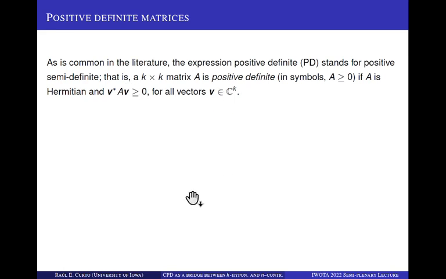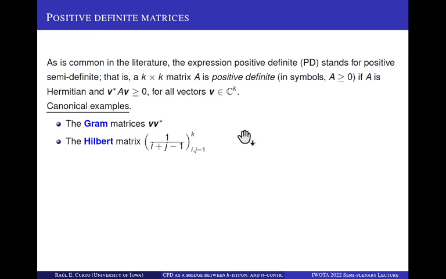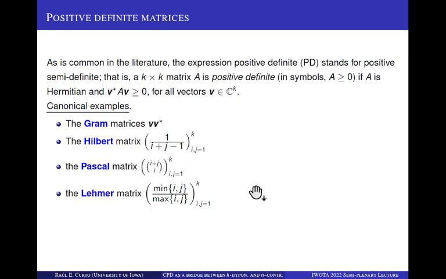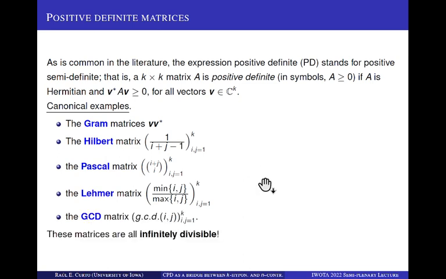positive definite matrices, and as is common in the literature, the expression PD stands for positive semi-definite. So we will simply say that a matrix is positive definite, in symbols A bigger or equal to 0, if A is Hermitian and B star AB bigger or equal to 0 for all vectors. Right? So here are some canonical examples: the Gram matrices, the Hilbert matrix, the Pascal matrix, the Lehmer matrix, the GCD matrix. These are all matrices which are infinitely divisible. Namely, you take any positive power of them, and you will continue to keep the positivity.